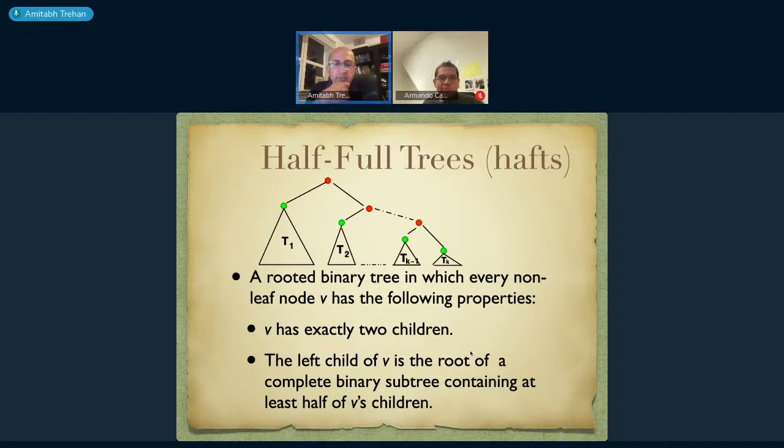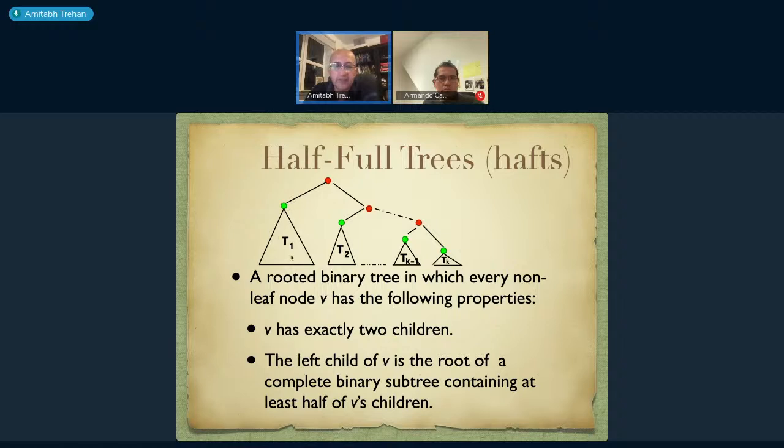So let us look at this property a little bit carefully. For example, if you look at the red node on the top, it has 2 children, the green one and another red one.